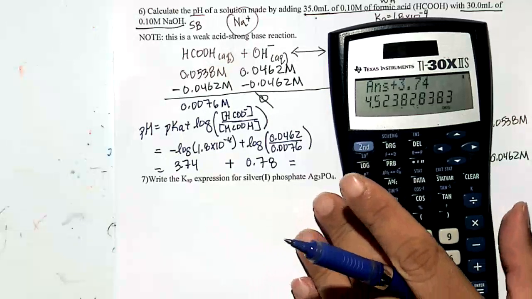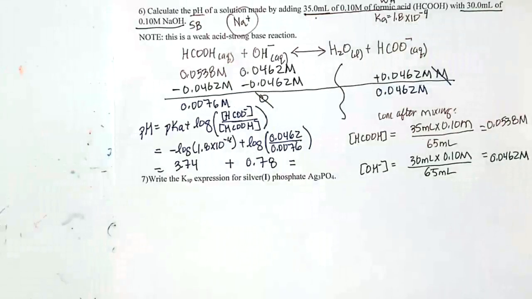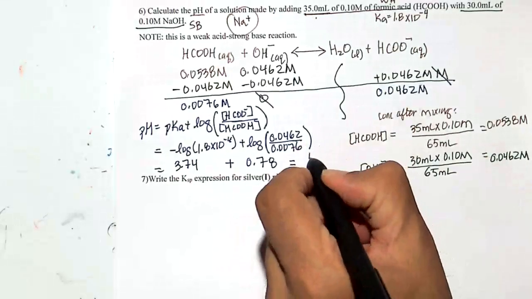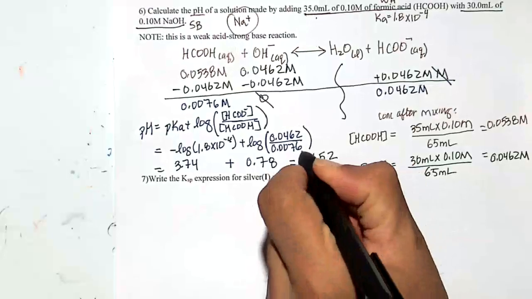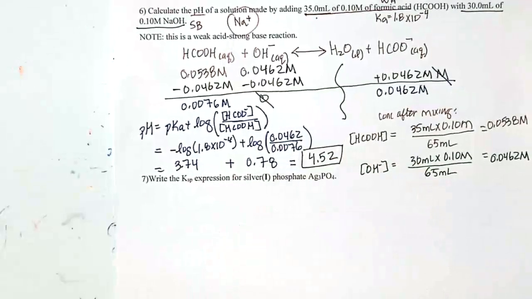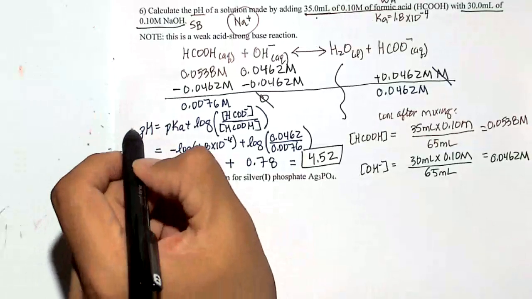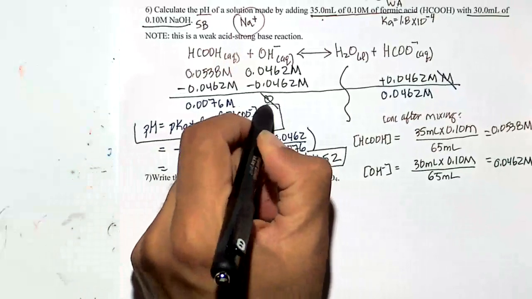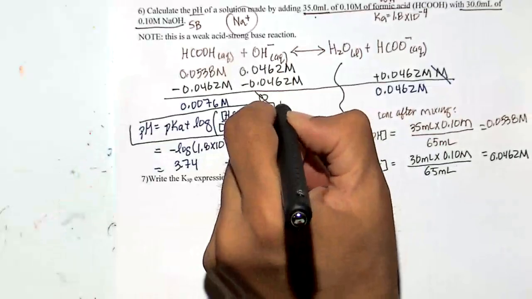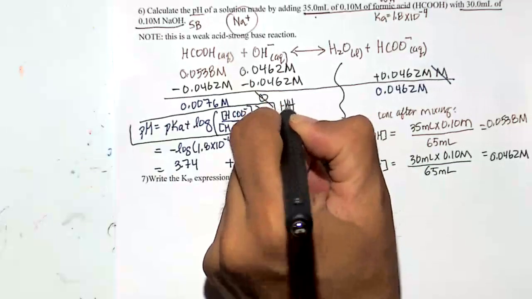Anybody else got that on their calculator? Okay, I got one person who got that, which means I'm pretty confident the answer is correct. All I need is one person. 4.52, and this is the answer. All right, so I'll give you this equation on the exam. This is called the Henderson-Hasselbalch equation.